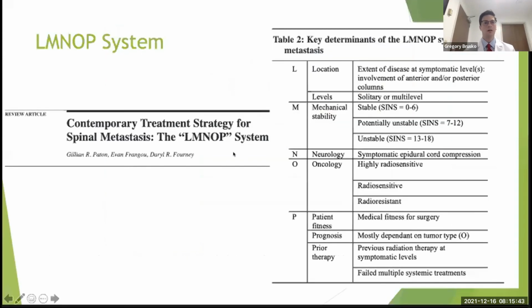And then another framework and mnemonic to think about is the LMNOP system developed in Canada. It was published, I believe, in 2011. And it included many of the same principles as the NOMS criteria. The authors argued it was easier to remember given it was part of the alphabet. But they also included different levels, such as solitary or multi-level disease, as well as if there was any prior therapy that patients had received, whether they had failed multiple systemic treatments or had been previously radiated at the symptomatic levels.